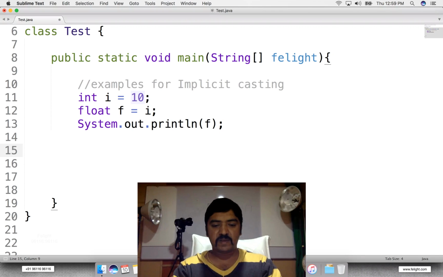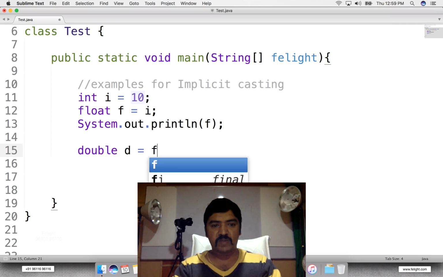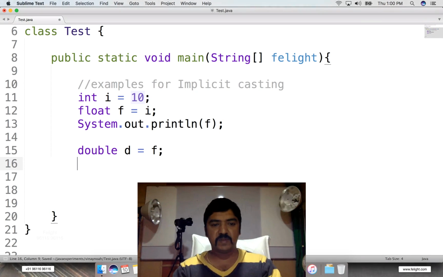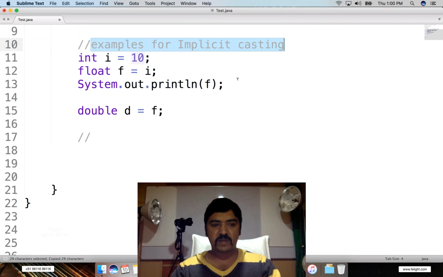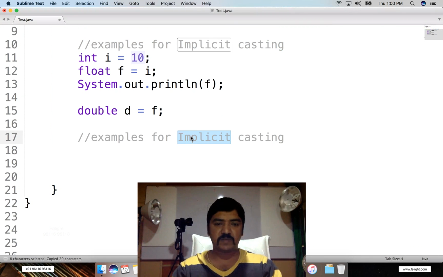Now same way, double d equal to, let's say 10 point, or we can straight away say f. So again implicit casting is happening here. Now let's go with examples for explicit casting.